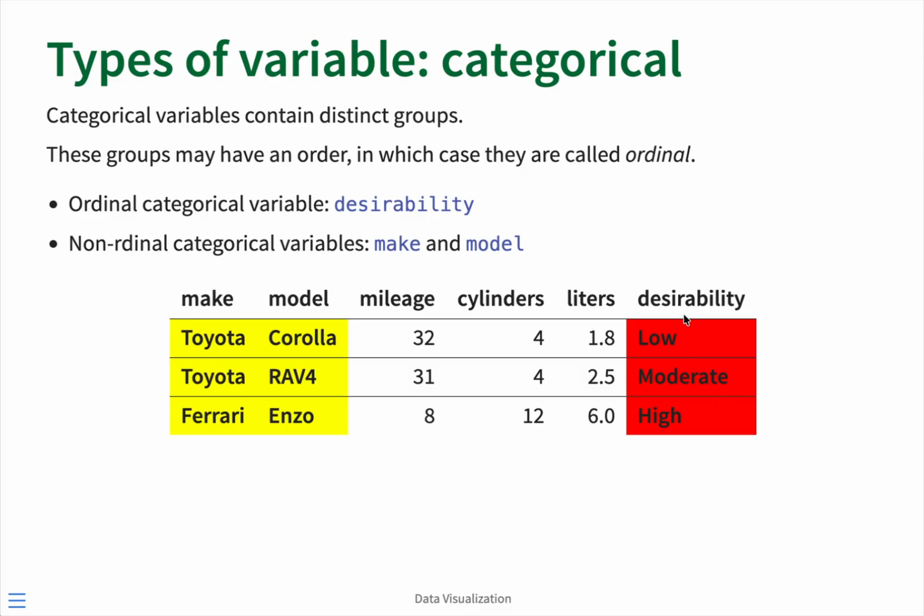An alternative is this column at the end, highlighted in red, the desirability column, where we have categories like low, moderate, and high. Again, these are categorical, but now there is actually an ordering to this. So we can distinguish categorical variables into those which are ordinal when they have some sort of inherent order to the categories, and non-ordinal where there's no ordering to the categories themselves.